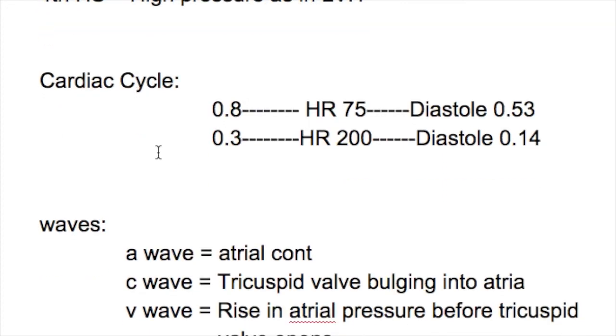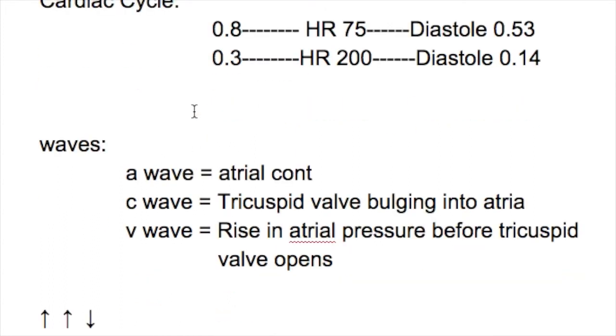What is the effect of heart rate on the cardiac cycle? At a heart rate of 75, the normal duration of the cardiac cycle is 0.8 seconds and diastole is 0.53 seconds. But if the heart rate is increased to 200, then the cardiac cycle is reduced to 0.3 seconds and diastole is only 0.14 seconds.